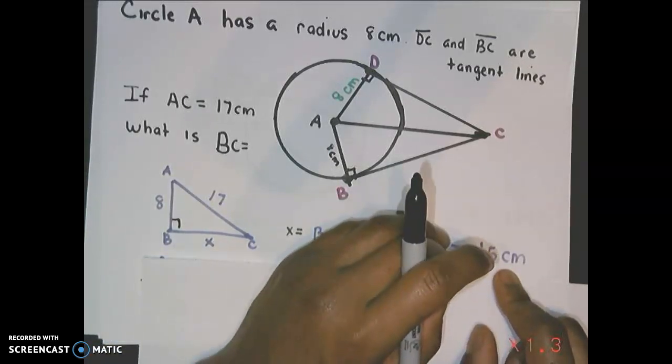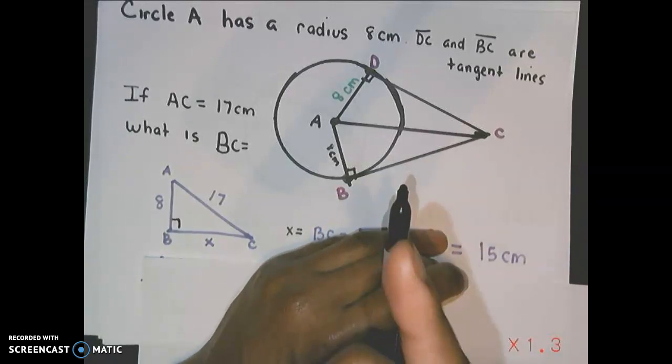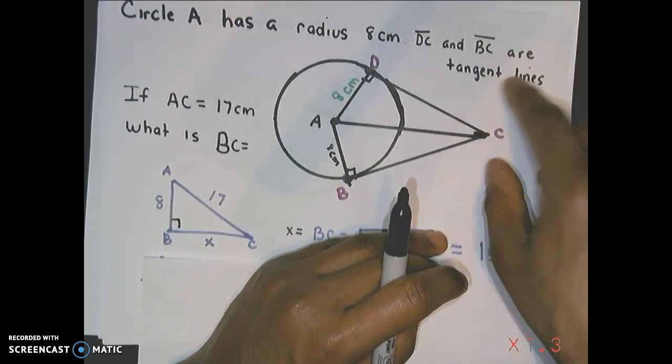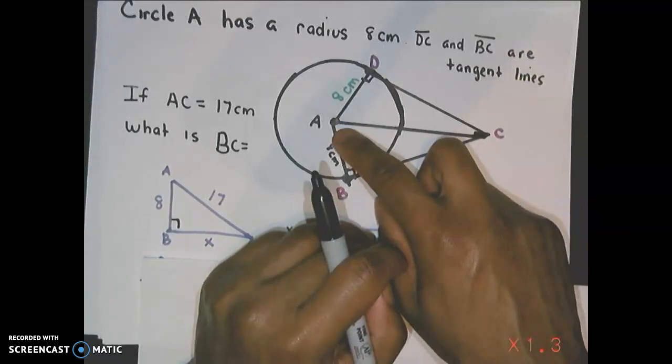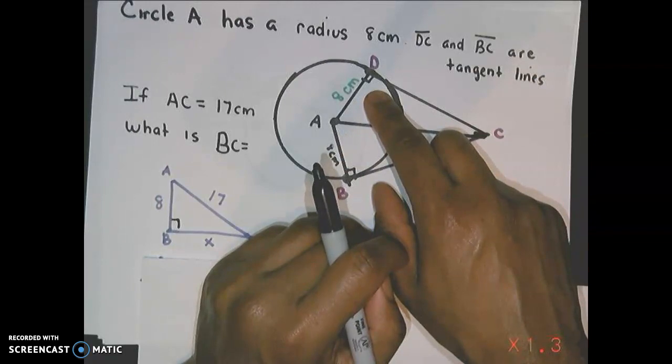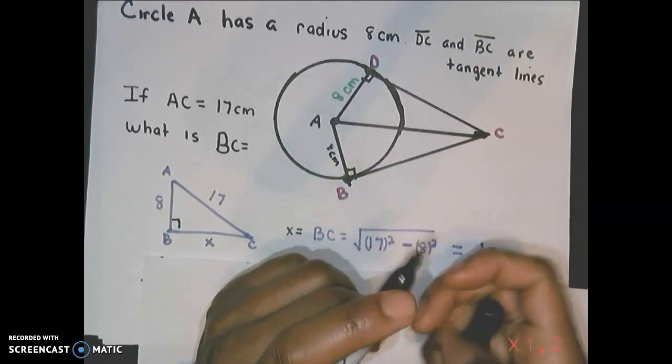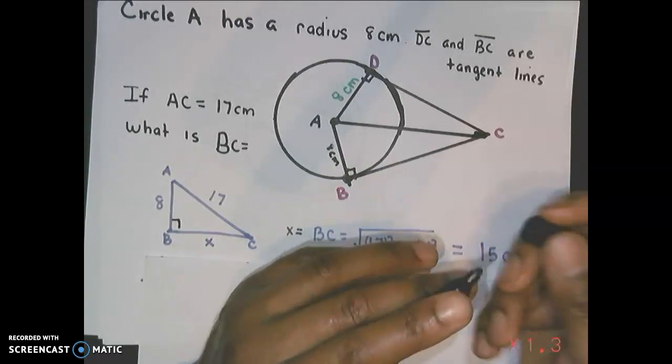One thing that I want to point out to you, what really makes this problem work well is understanding that the tangent line and the radius, when they intersect, create a right angle. So that's really the big thing in this particular problem.